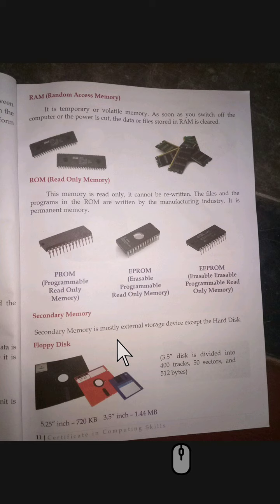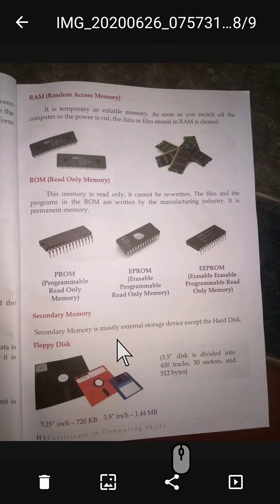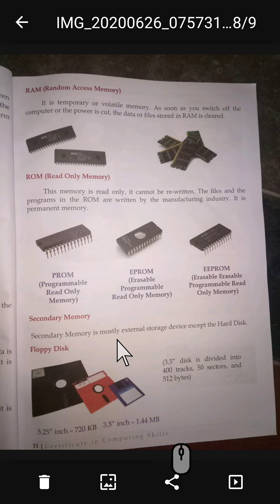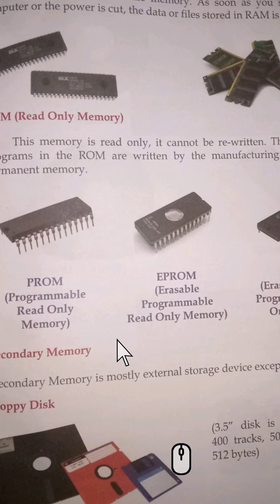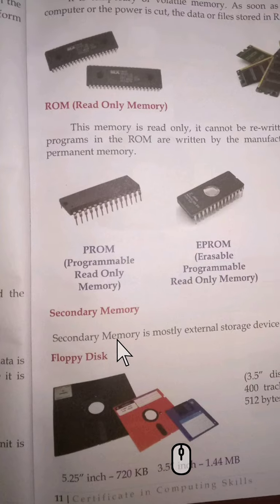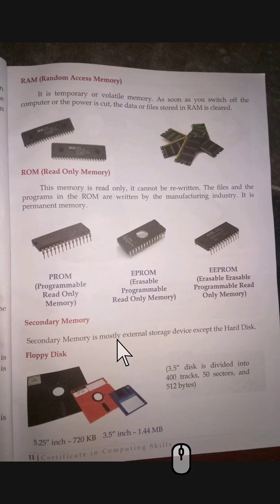The files and programs in the ROM are written by manufacturing industries. It is a permanent memory. When they make the computer, at that time they permanently make the memory. That is called read only memory. The manufacturing companies produce the memory, and we cannot erase it. This also has three types: PROM, EPROM, then EEPROM.